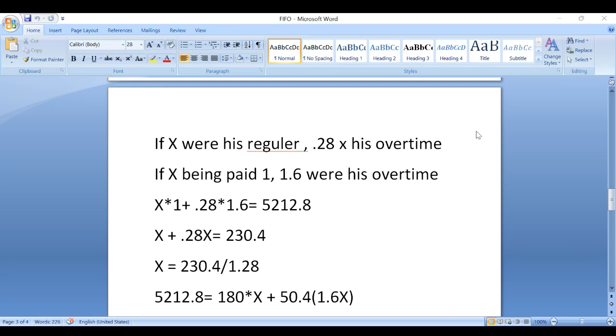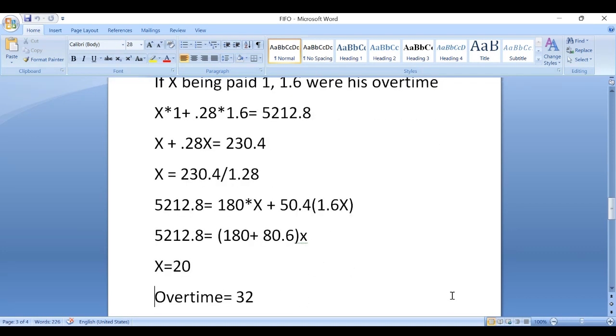Then second we calculate: 5212.8 is equal to 180 into X plus 50.4 into 1.6X. 5212.8 is equal to 180 plus 80.6X. X is equal to 20 hours and overtime is equal to 32 hours. So that is the solution of the question.